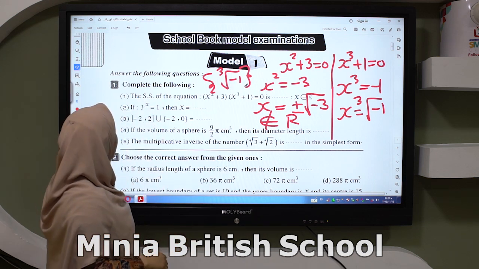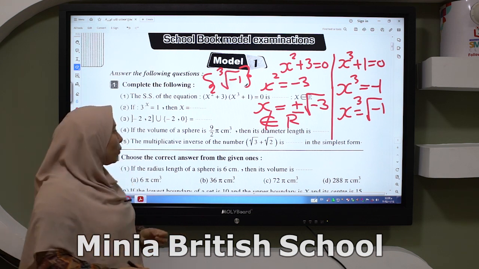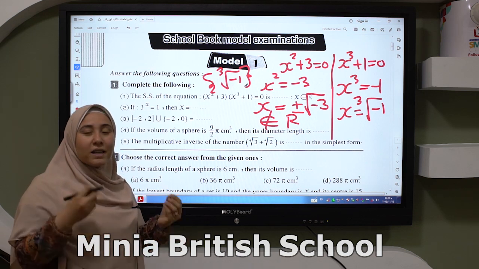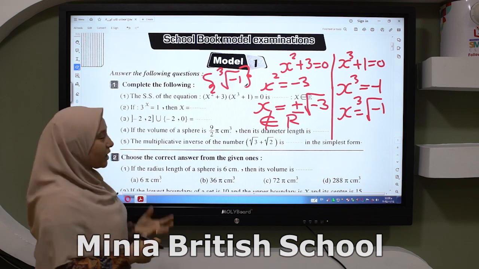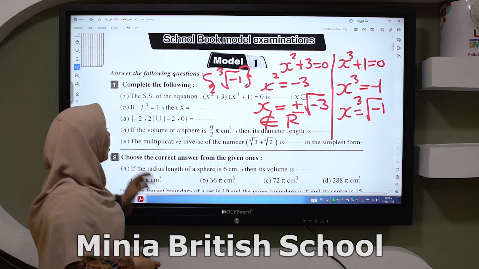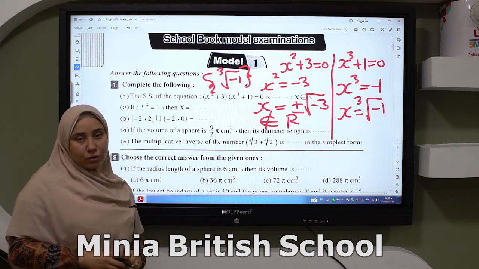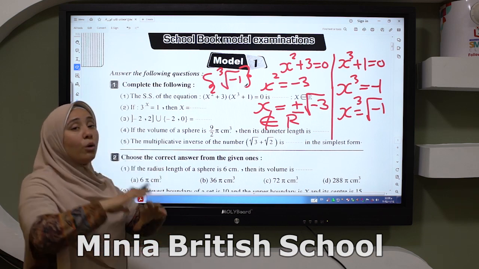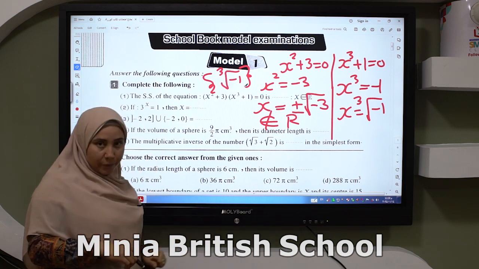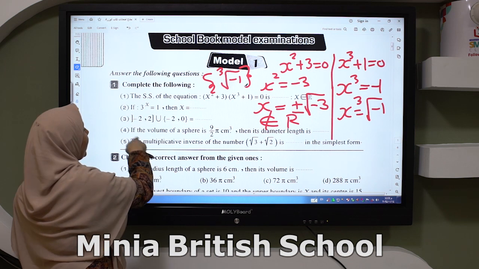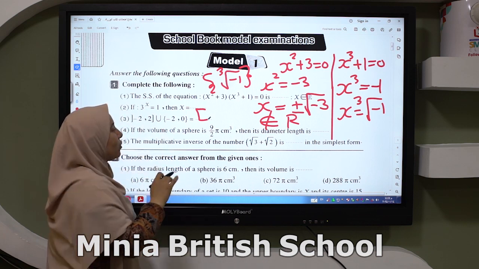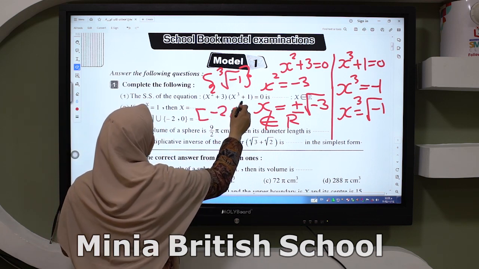The second question, if 3^x equal 1, then x equals what? We know any number power 0 equals 1. Then x here equals 0. Number 3, half closed interval negative 2 and 2, union with the set of elements negative 2, 0. We know union means all elements belonging to the first interval and the elements which belong to the second one. Here, negative 2 makes the interval closed. Then the solution set is the closed interval negative 2 and 2. Okay?